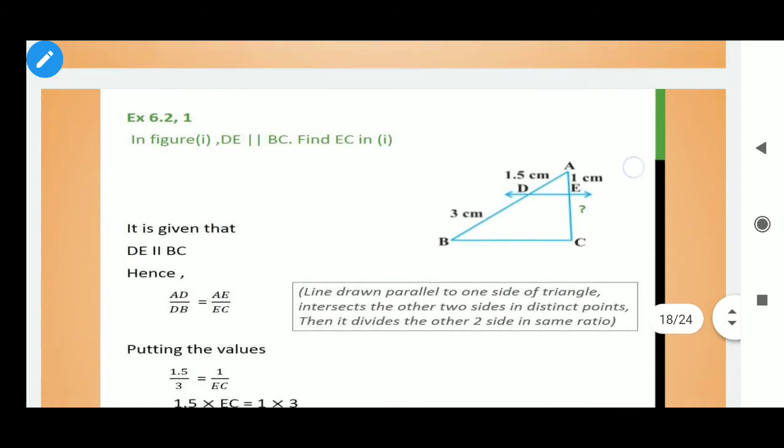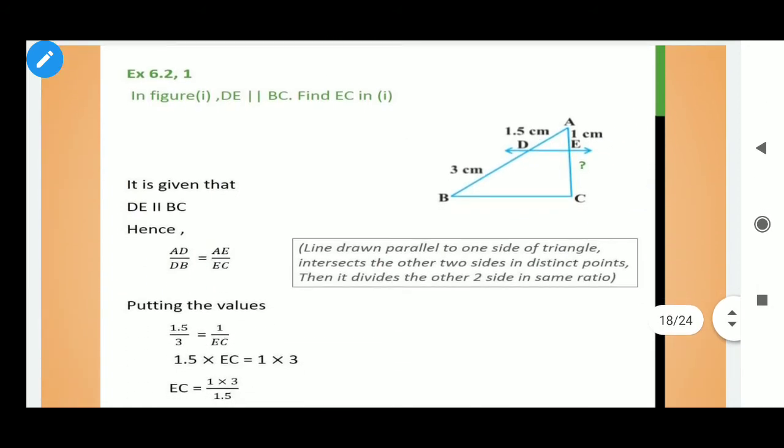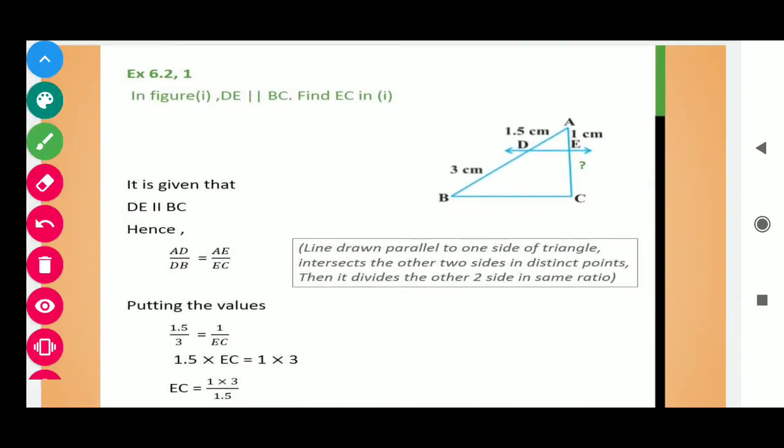Students, today we start exercise 6.2. Here we have question number 1. Question number 1 is, in the given figure DE is parallel to BC. You can see here DE line is parallel to BC and we have to find EC. So students, here we need to find the EC.